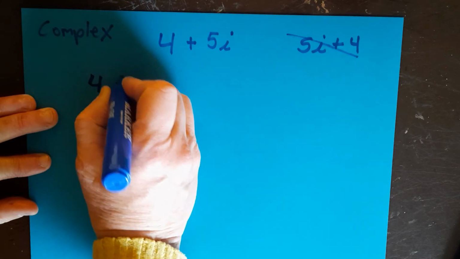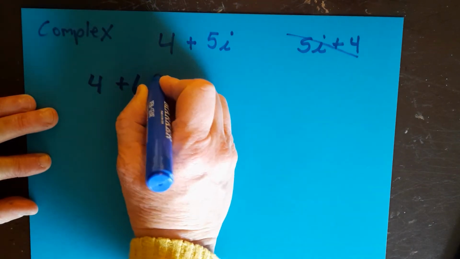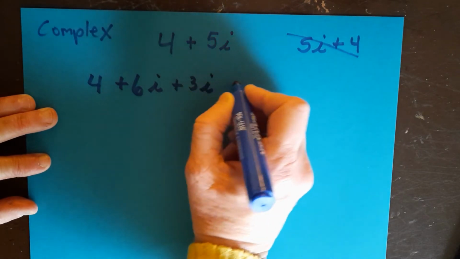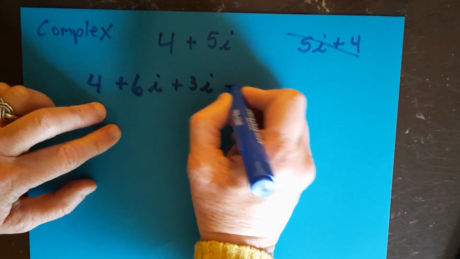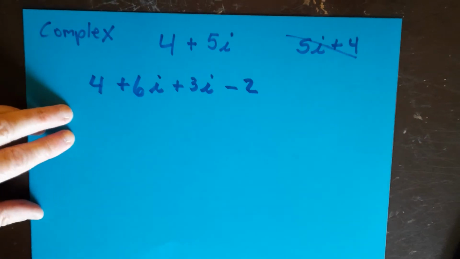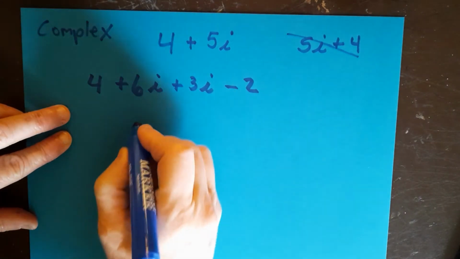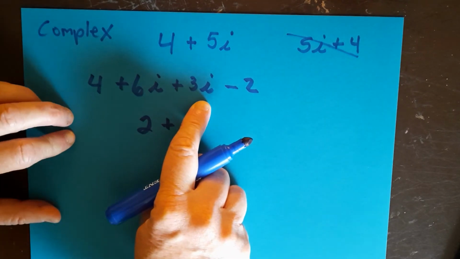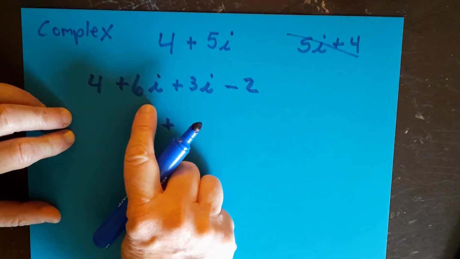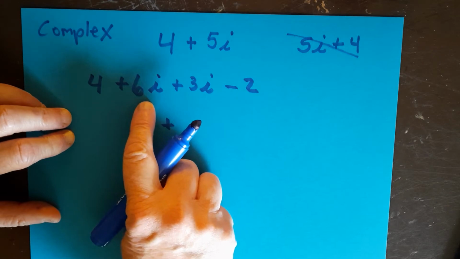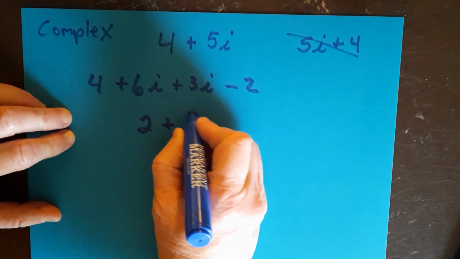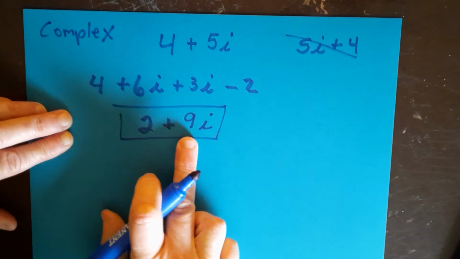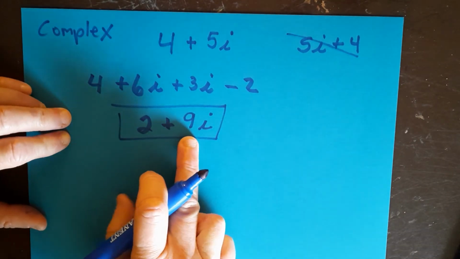We can add them. And that's actually pretty simple. So if we wanted to add 4 plus 6i plus 3i minus 2, we simply do the real numbers first. 4 minus 2 is 2. And then we add these just as if we were adding any other algebraic expression. We get 6i plus 3i, which just equals 9i. Pretty simple, right? That would be the answer. Let's do another one.